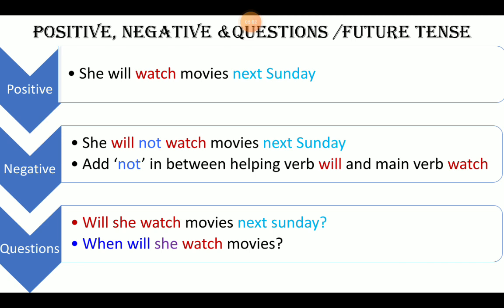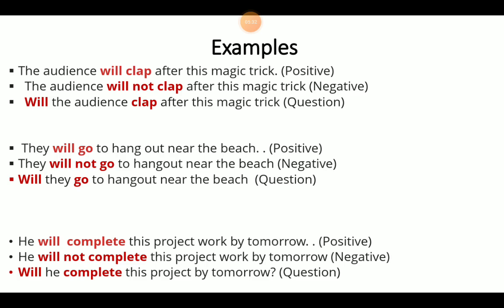So how to write it? When will she watch movies? Keep it in your mind. You should remove the answering phrase. Next Sunday, the answering phrase, you should not write in your WH question. Other than that, you can copy down the yes or no question after the WH word, right? The same pattern. After the WH word, auxiliary verb will, pronoun, and main verb, right?